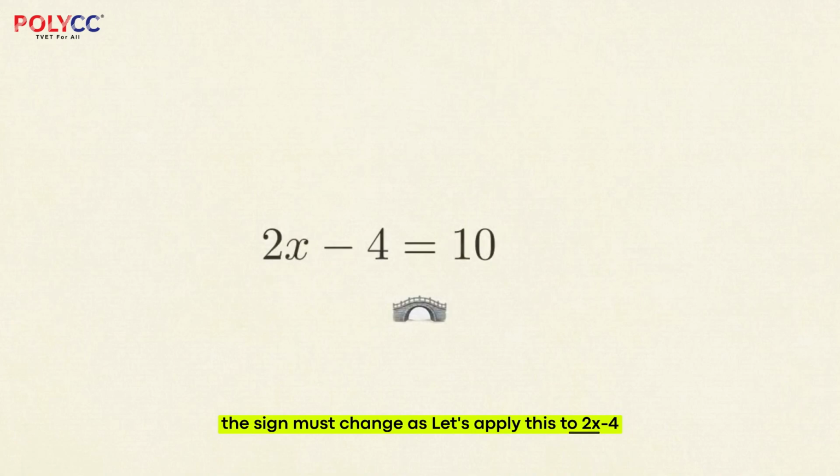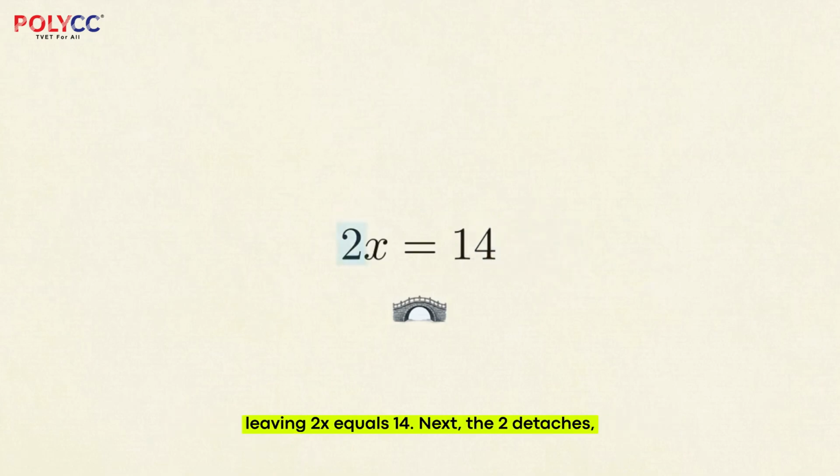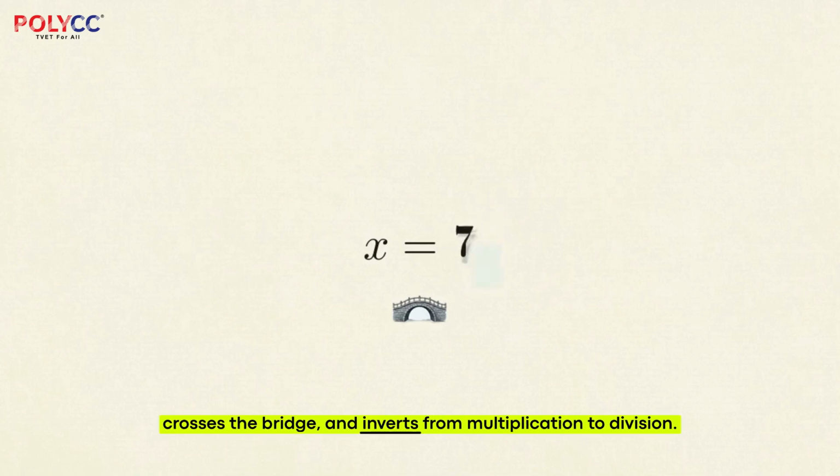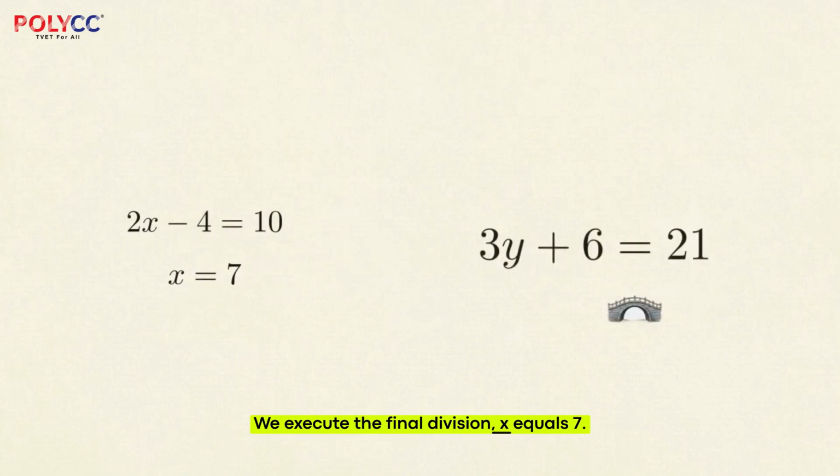Let's apply this to 2x minus 4 equals 10. The minus 4 crosses the bridge, inverting to plus 4, leaving 2x equals 14. Next, the 2 detaches, crosses the bridge, and inverts from multiplication to division. We execute the final division. x equals 7. Now it's your turn.